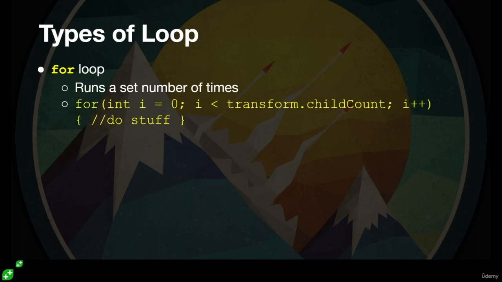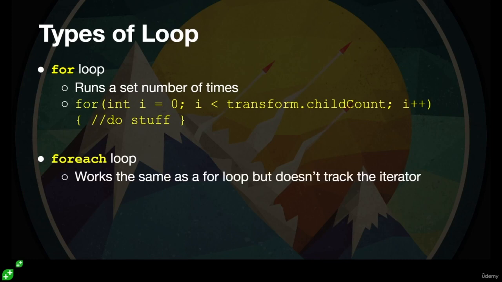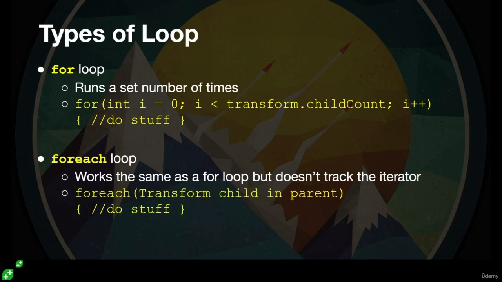And we create a for loop with syntax similar to this, so this would loop through all of the children of a game object. Related to our for loop is the foreach loop, and this works pretty much the same as a regular for loop, but doesn't track the iterator. So again, we'd have syntax similar to this to loop through all of the children of a game object.